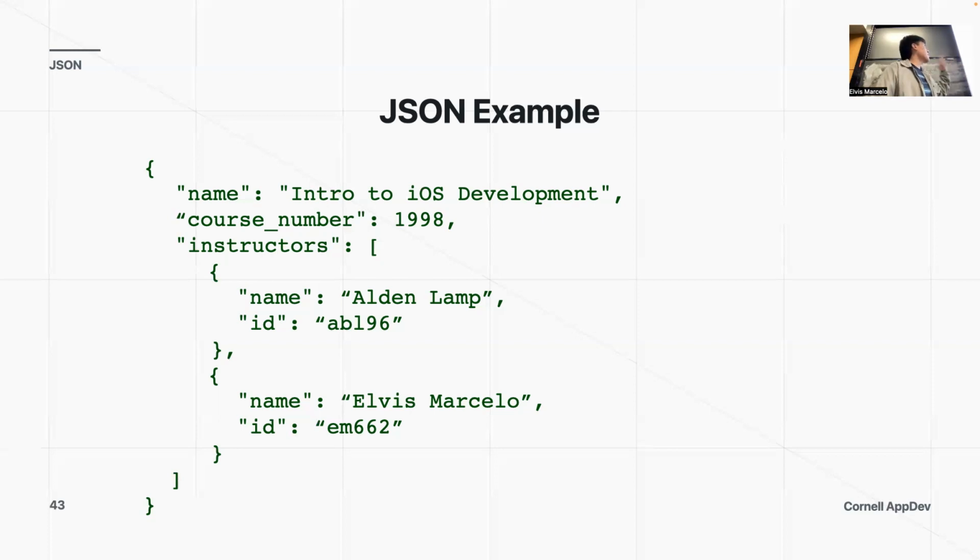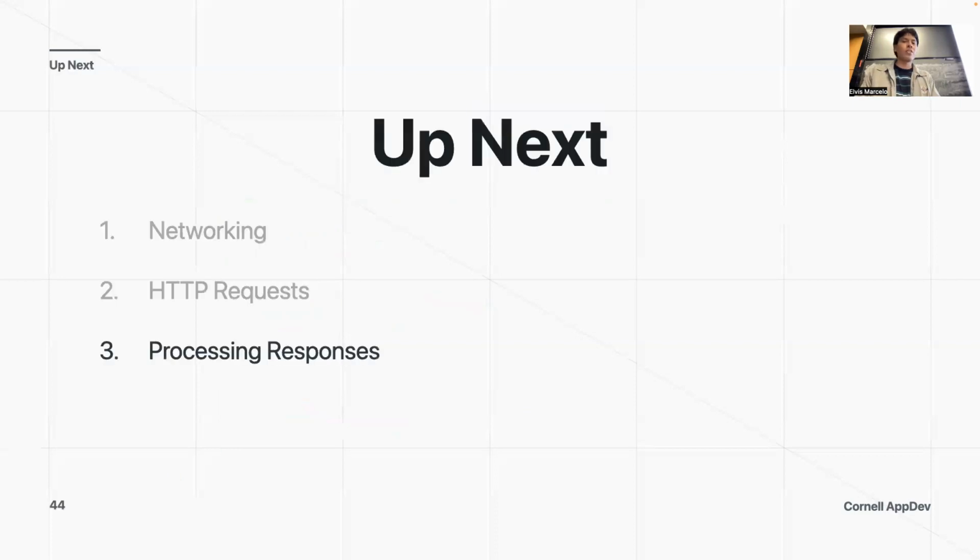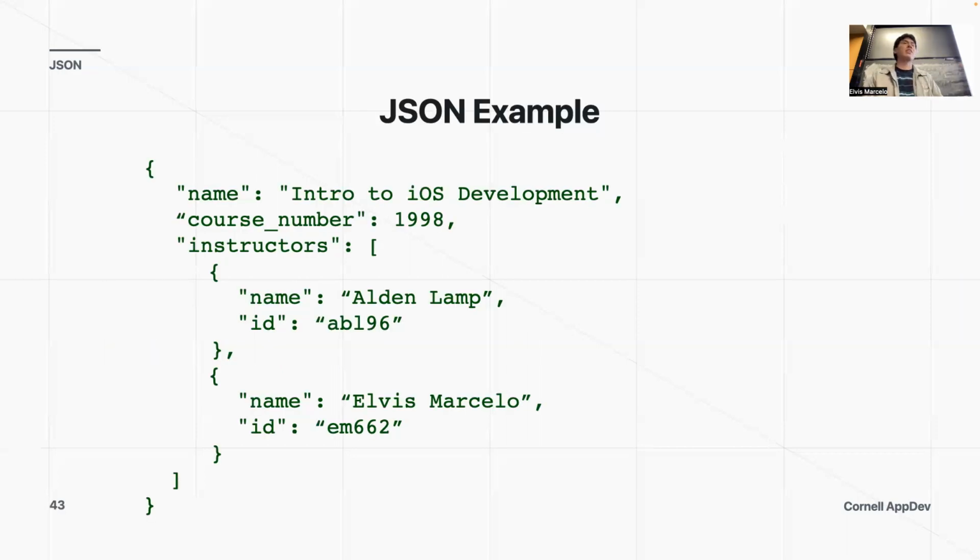It basically is a dictionary. You just put in name into this JSON and it'll give you that string. You put in instructors and it'll give you that array of other JSON objects. And so this information is pretty easily accessible once you decode it. Next time in demo, we're going to be working on actually processing these responses, how we could extract this information through a JSON.